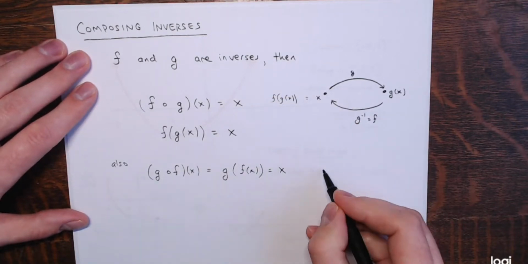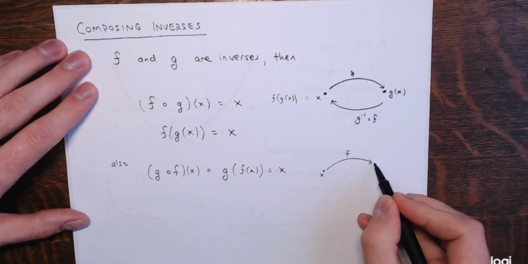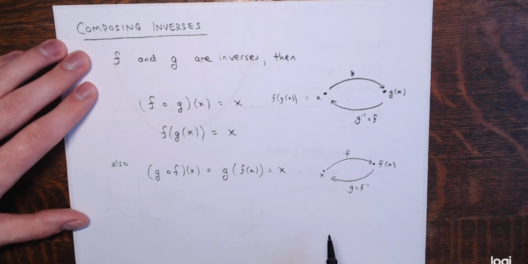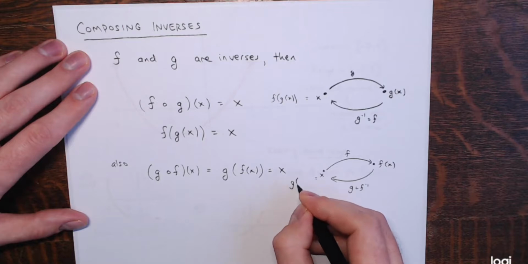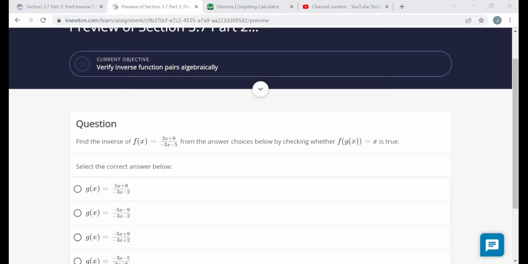And the same thing down here. You start with some input x, and if you go through f, that takes you to f of x, and then you put that through g, which is f inverse, it's going to take you right back. Remember, inverses are reverse mappings, so x is the same thing as g of f of x. So that's what they're talking about here when they're saying test if f composed with g of x is just x. This line here, because that's going to happen if functions are inverses.